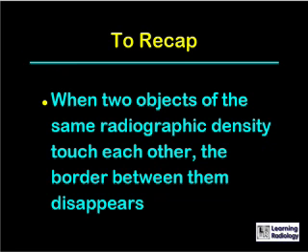So to recap, when two objects of the same radiographic density touch each other, the border between them disappears. That is the silhouette sign.